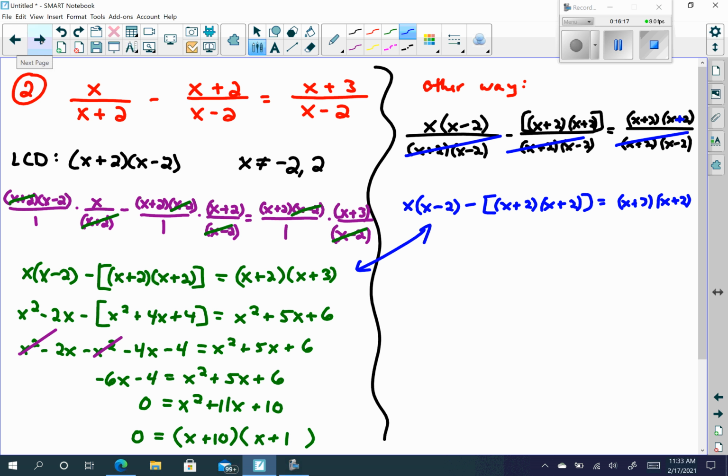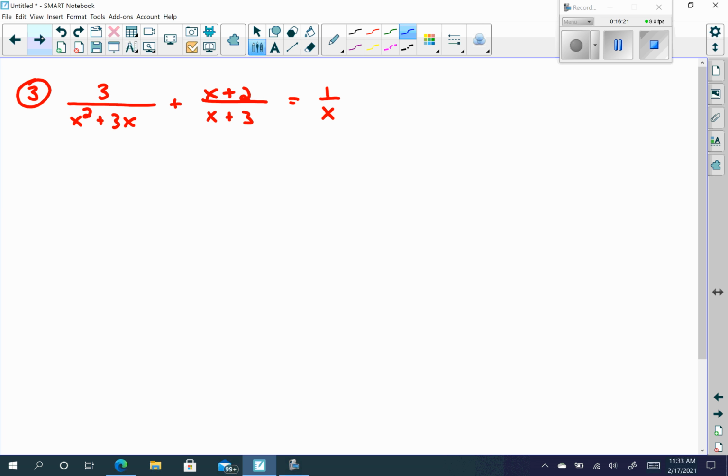All right, so let's try number 3. Now, number 3, I'm actually going to start with the other way first. I think it might be a little bit easier. All right, first let's determine our LCD. And in order to do that, I need to factor this first denominator. So I'm going to factor out an x. There's a GCF of x, and then I have an x plus 3. So that is my LCD, because notice there's an x plus 3 here and an x here. So my LCD is x times the quantity x plus 3.